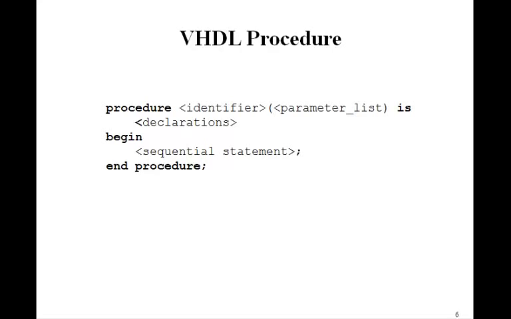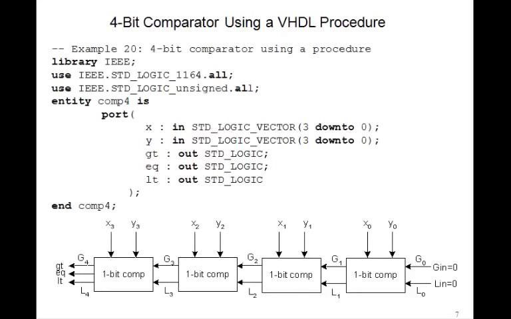Here's the general form of a procedure. It's the word procedure followed by some identifier. And then this parameter list is essentially the same as in a port map in the entity. That'll just give the inputs and outputs. And then you have is, the declarations, begin, end procedure, and then your sequential statements in here. Well, let's see how it works.